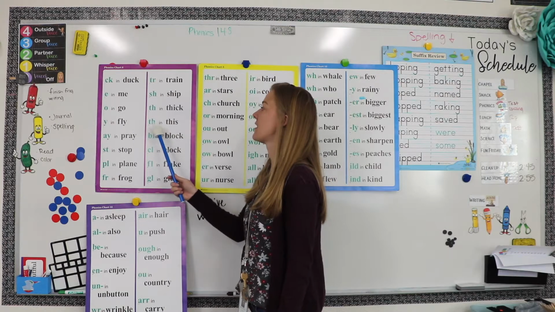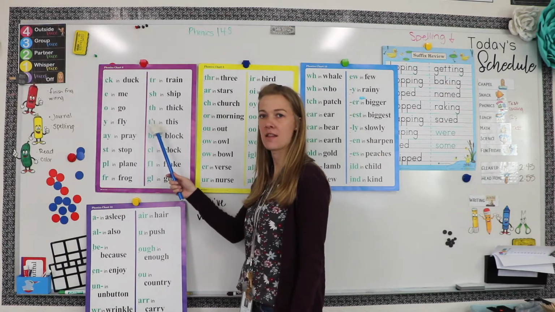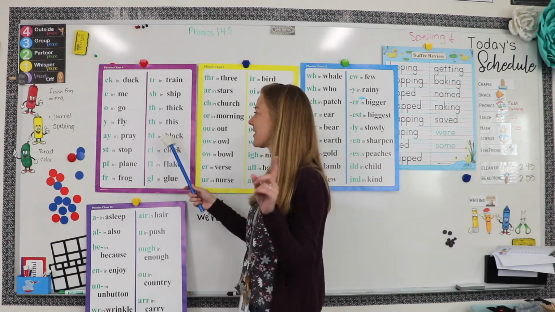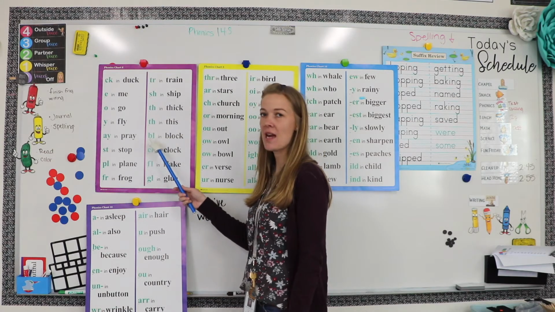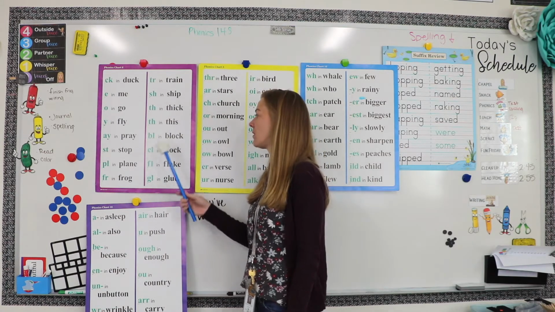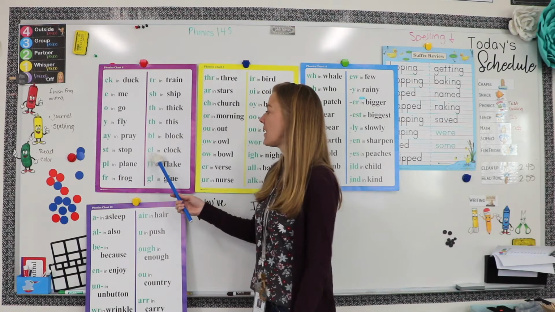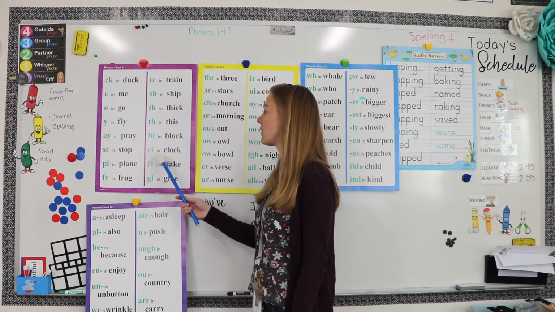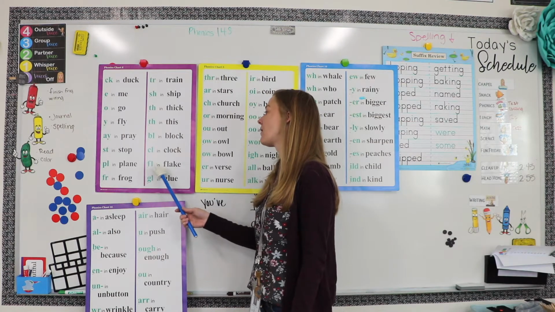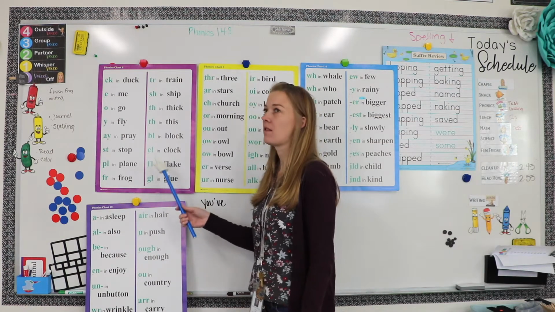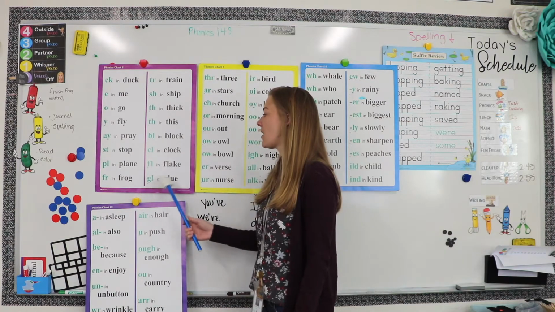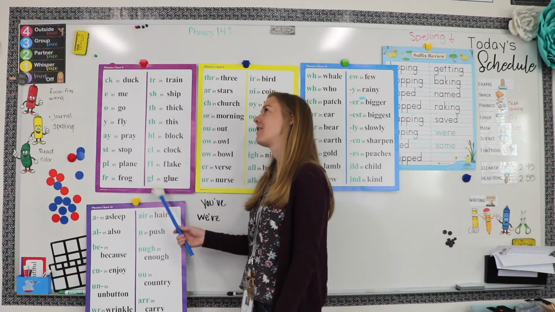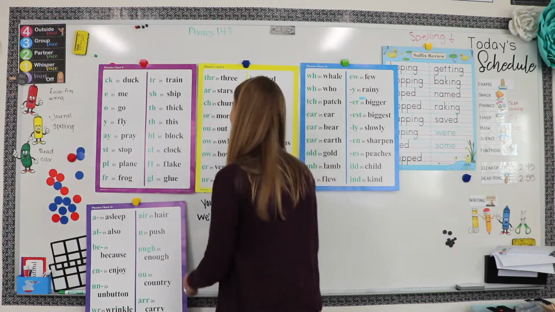In this, TH says th, th. Very subtle difference. Bl in block, BL says bl, bl, bl. Cl in clock, CL says cl, cl, cl. Fl in flake, FL says fl, fl, fl. Gl in glue, GL says gl, gl, gl. Those ones are hard to do repeated.